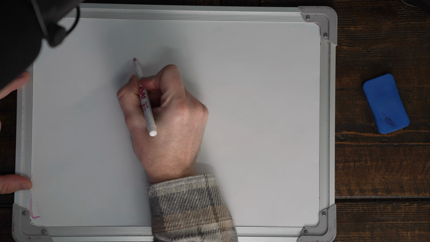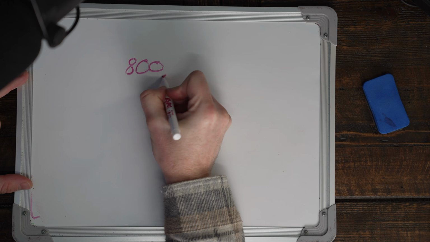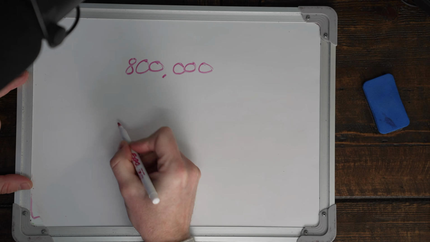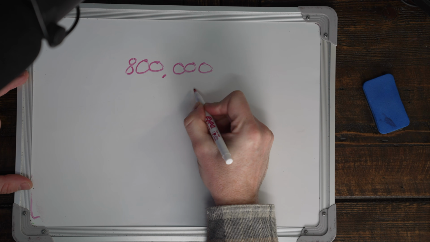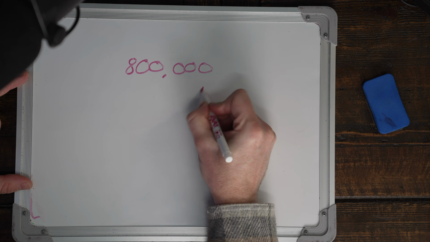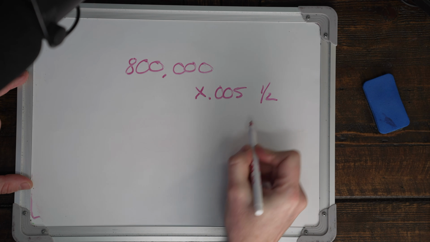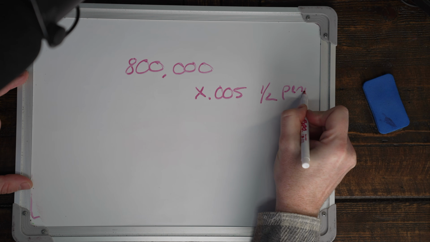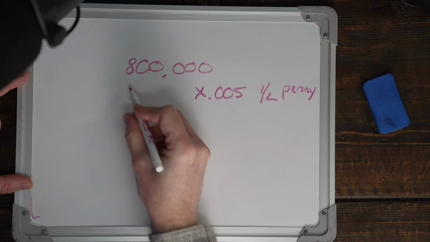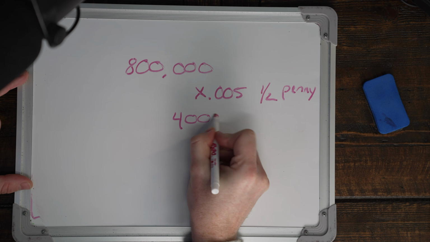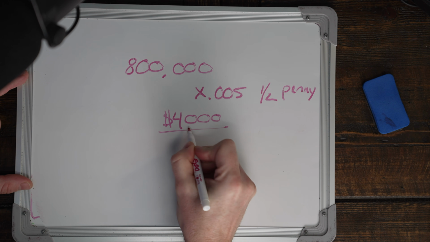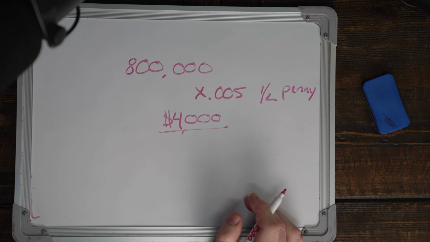Okay, so we'll round up to 800,000 shares just to make the math easier. So 800,000 shares, and let's just say I got price improvement times 0.005. That's half of a penny. If I got a half penny of better execution, how much would that have saved me today? $4,000. And that's just on half a penny.